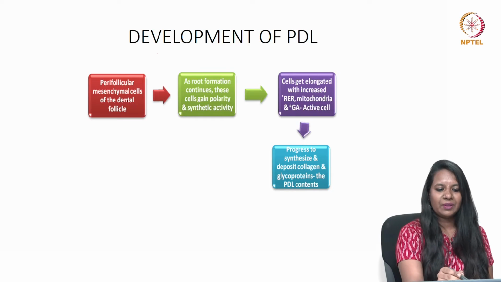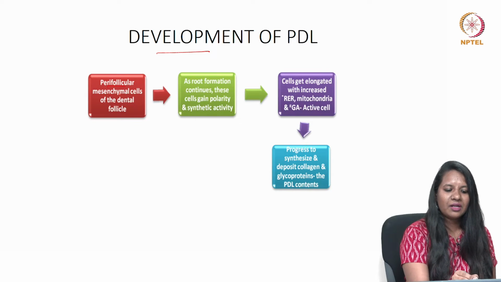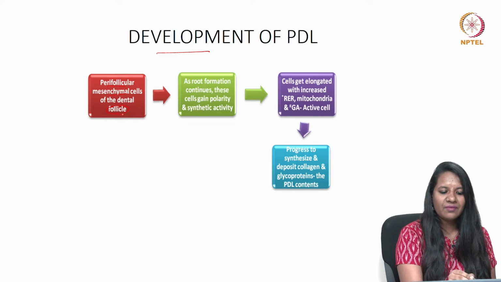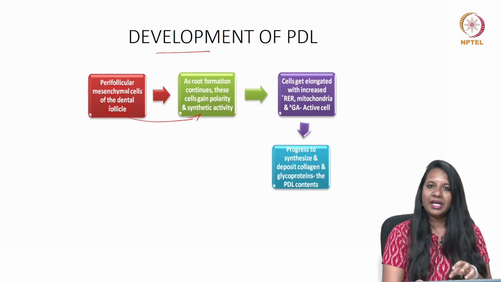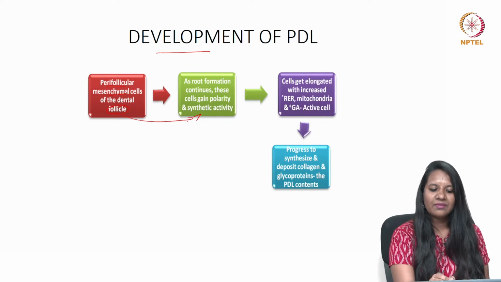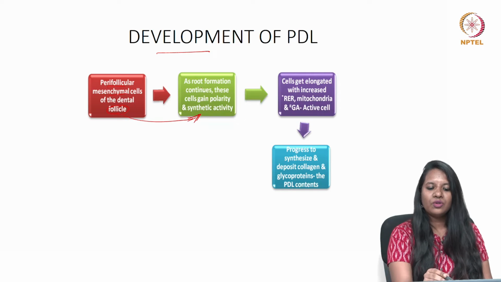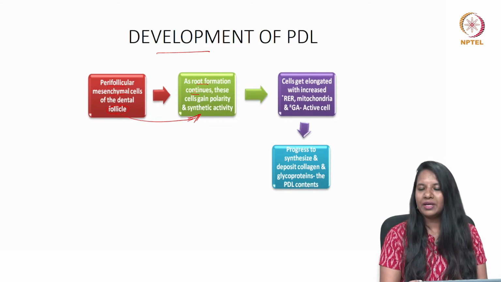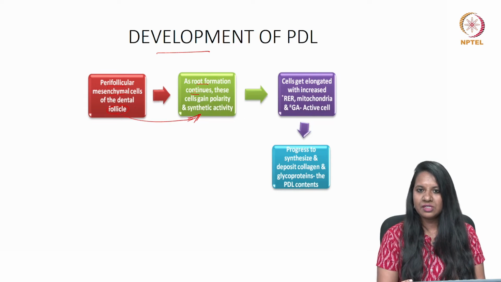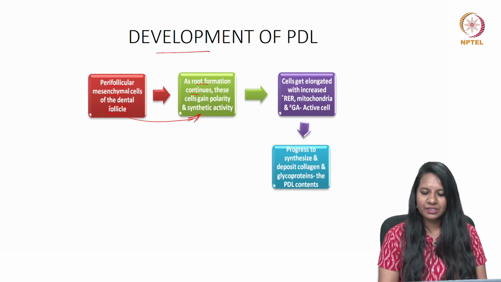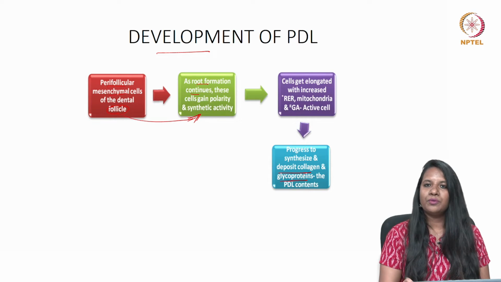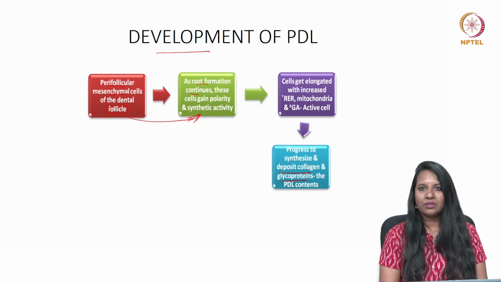So, how do they develop? The perifollicular mesenchymal cells of the dental follicle will have synthetic activity. They gain polarity and start synthesizing as the root formation continues, and the cells get elongated with more organelles and become active cells. From polarized cells they become active cells, which later deposit collagen and glycoproteins, which are the contents of the periodontal ligament.